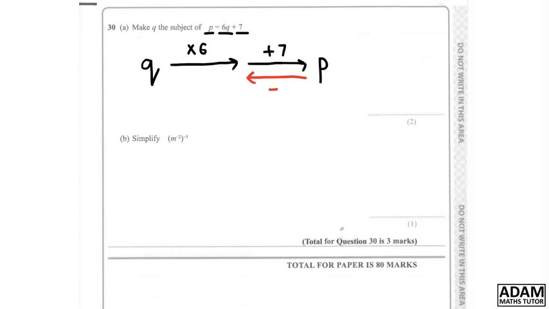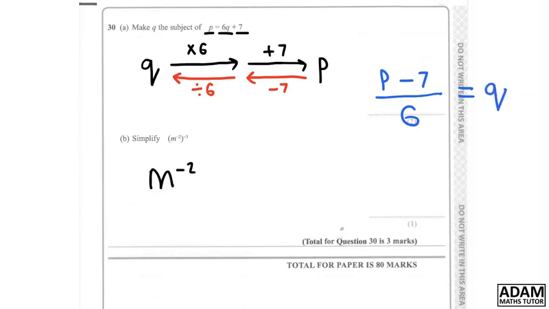Question 30. Make q the subject of p equals 6q plus 7. Write down a story of what's happened to q so far. So we can see the first thing we did was we multiplied by 6. So q times 6. And then the next thing I did was I added 7. And that gave me the other side of the equals sign, which was p. To find the subject, I just need to do the inverse. So take away 7 and divide by 6. So p, take away 7, divide by 6 would equal q.